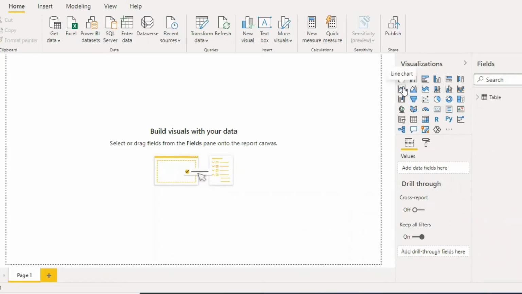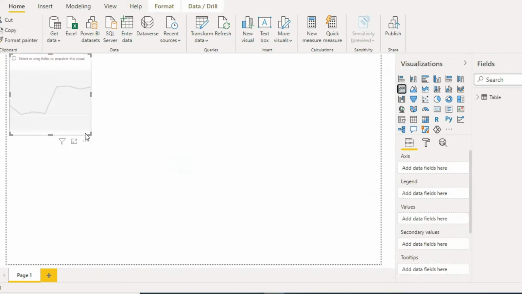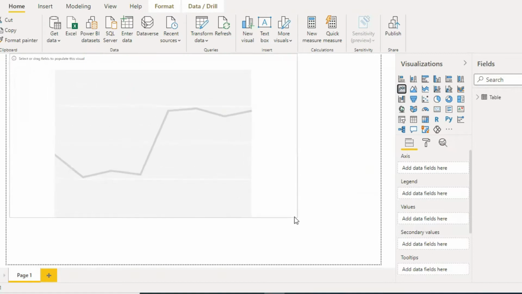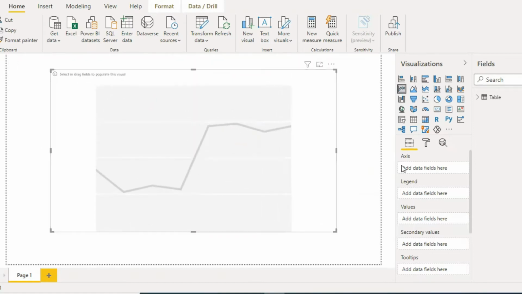Line chart. So here it is, a line chart. Double click on it, so we can see it in Power BI Desktop. Line chart. A line chart is a graphical representation of an asset's historical price action.